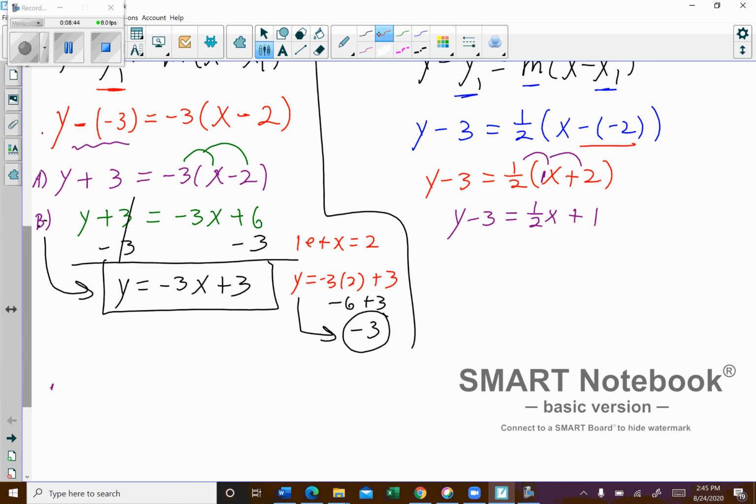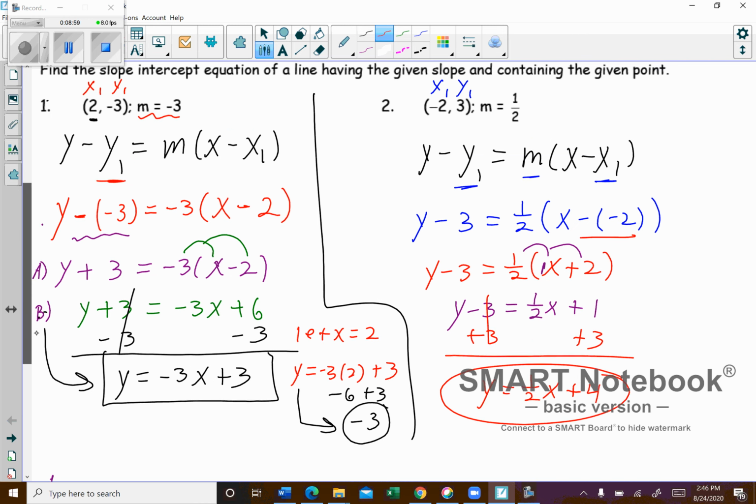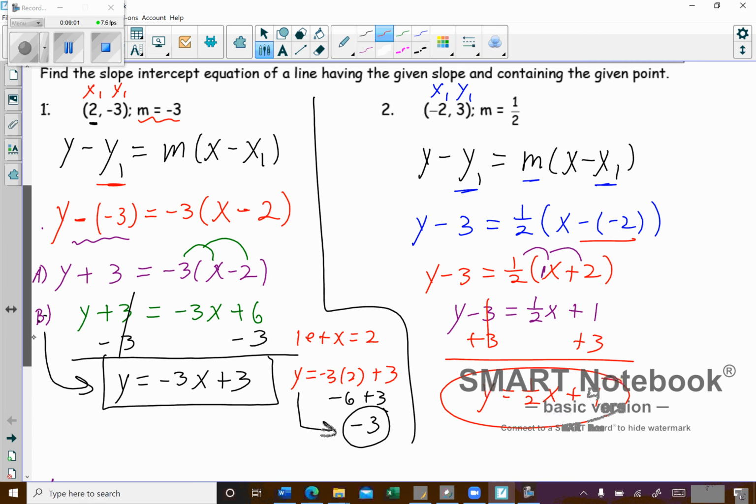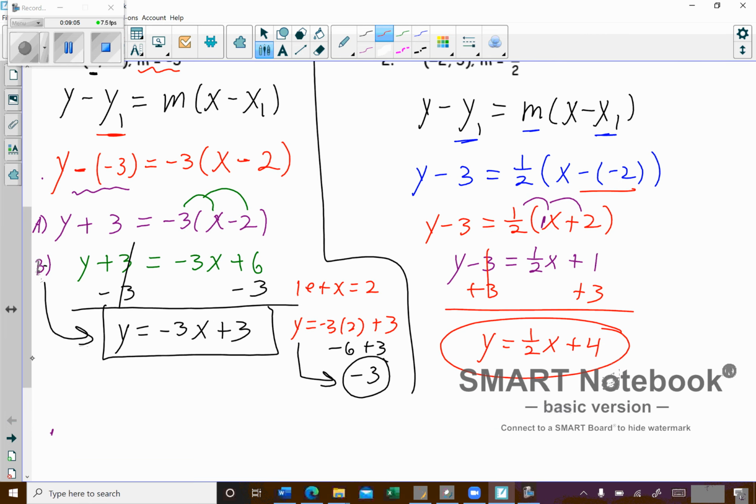Okay, and then the last step we're going to do is isolate the y by adding 3 to both sides. So we're going to get y equals 1/2 x plus 4. And there we go. So the conditions were to have a slope of 1/2, and then if x equals negative 2, y would equal 3. And if you want to plug it in, you'll see that that's the case.